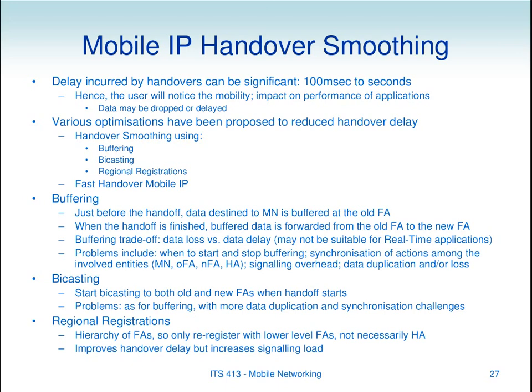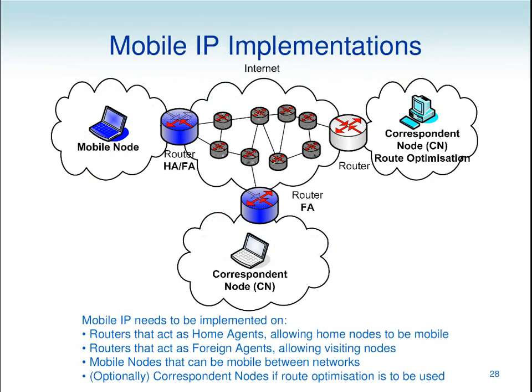And different techniques that you can do, like buffering packets, sending multiple copies of packets, and having a hierarchy of foreign agents to reduce registration delays. So to finish on mobile IP, for mobile IP to work, the mobile nodes need to have some software that implements mobile IP, and the routers need to have software that implements the home agents and foreign agents. So that's, let's say, additional functionality compared to standard IP software.